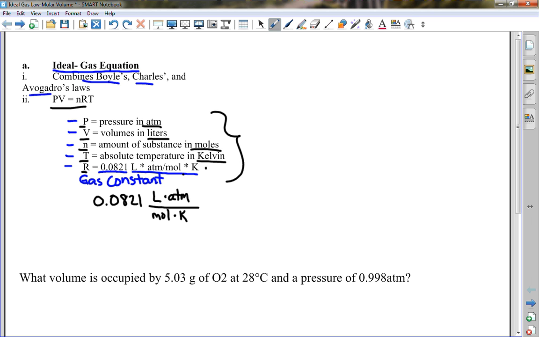Alright, so overall, to use this equation, you must have these units. Alright, mandatory.